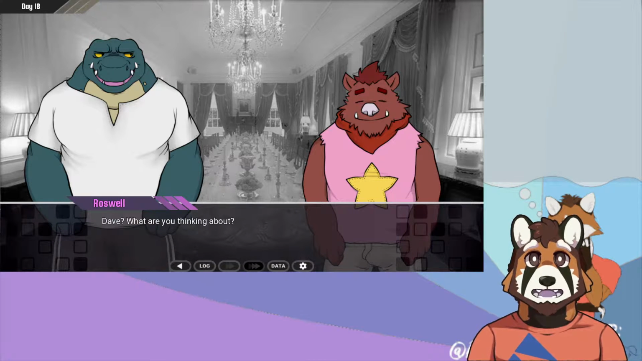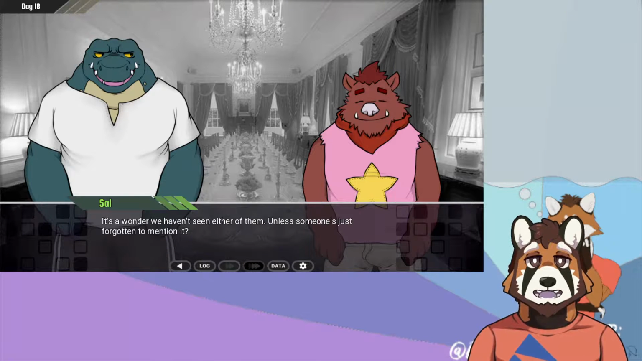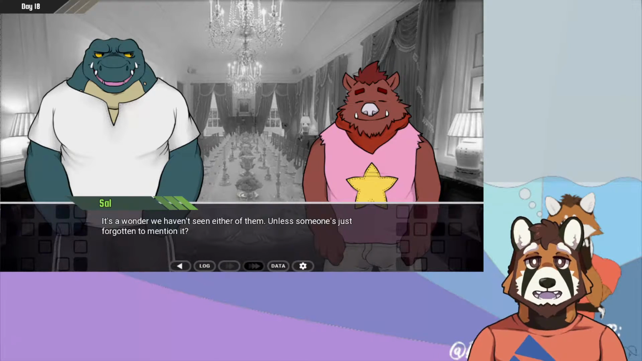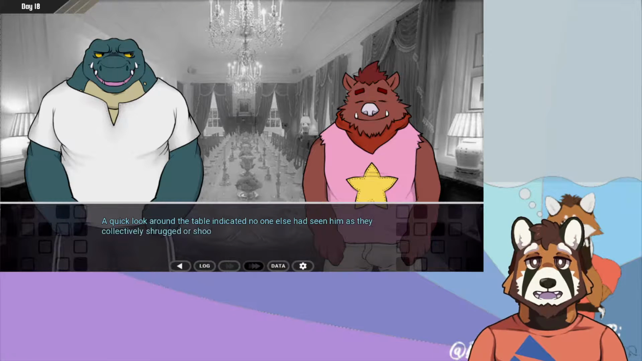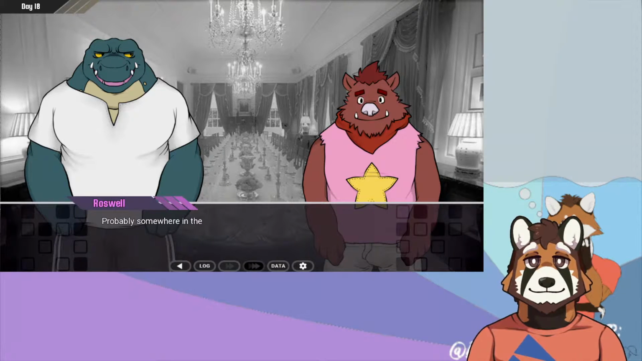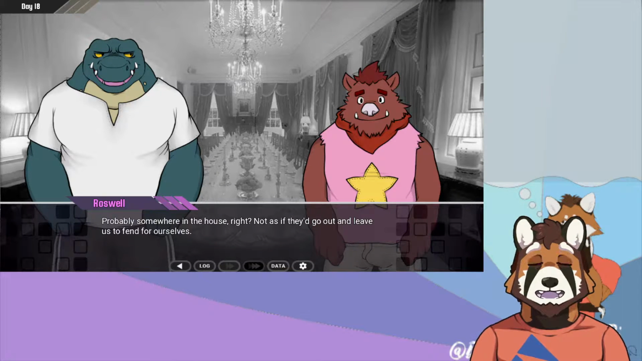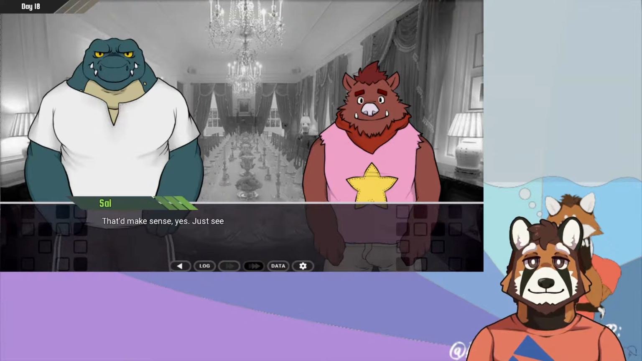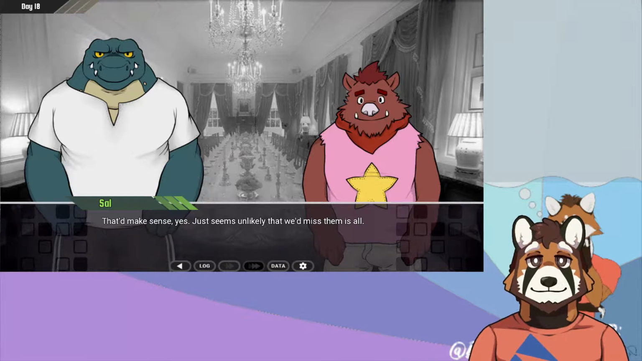Dave, what are you thinking about? Just wondering where Oswin is. Or Benson, even. It's a wonder we haven't seen either of them. Unless someone's just forgotten to mention it. A quick look around the table indicated no one else had seen him as they collectively shrugged or shook their heads in turn. Probably somewhere in the house, right? Not as if they'd go out and leave us to fend for ourselves. That makes sense, yes. Just seems unlikely that we'd miss them is all.